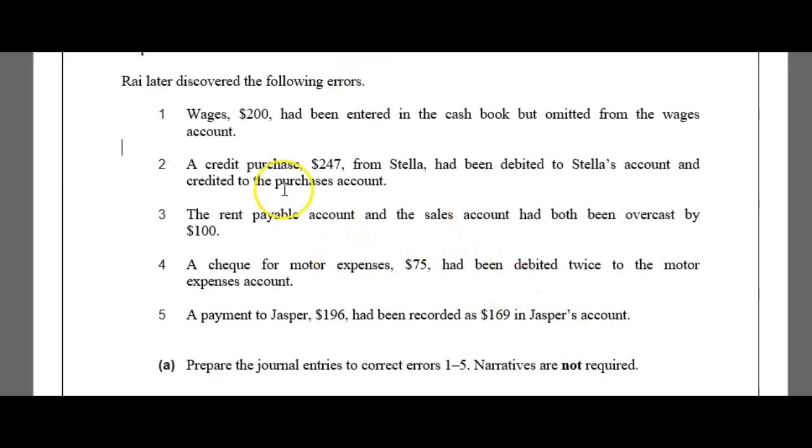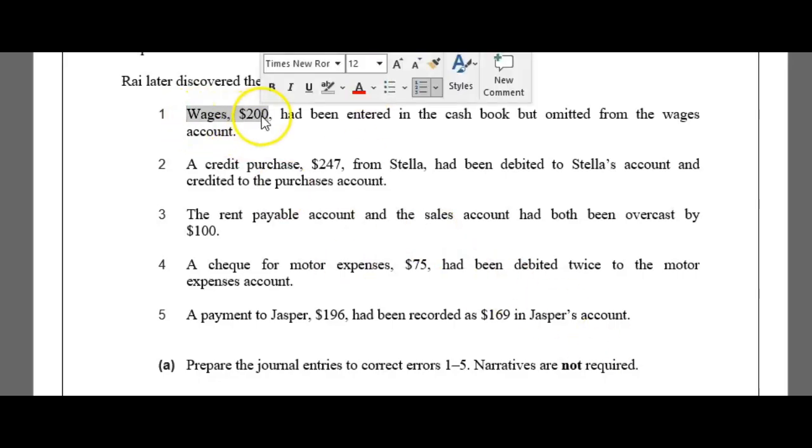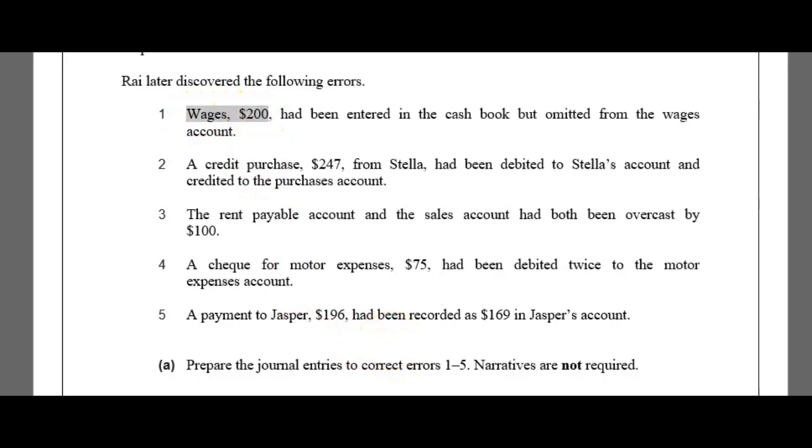The first error is that $200 of wages has been entered in the cash book but not posted to the wages account. This means the cash account has already been credited, but the wages account has not been updated at all. Since wages are an expense, we need to debit the wages account with $200.